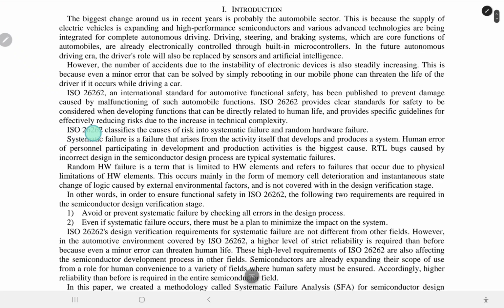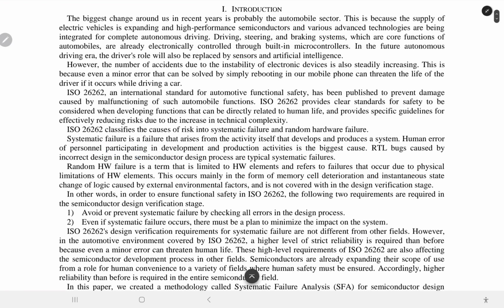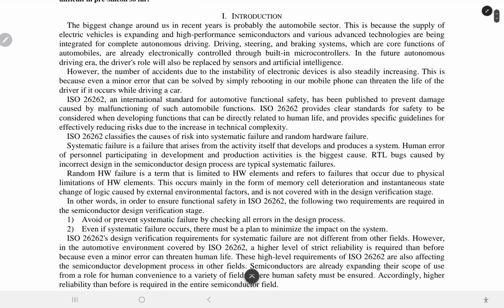ISO 26262 classifies the causes of the risk into systematic failures and random hardware failures. Systematic failure is a failure that arises from the activity itself that develops and produces a system. Human error of personnel participating in developing and production activities is the biggest cause. Artifacts caused by incorrect design in the semiconductor design process are typical systematic failures. Random hardware failure is a term that is limited to the hardware element and refers to failures that occur due to the physical limitation of a hardware element.